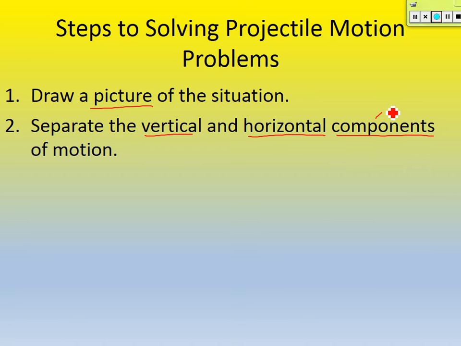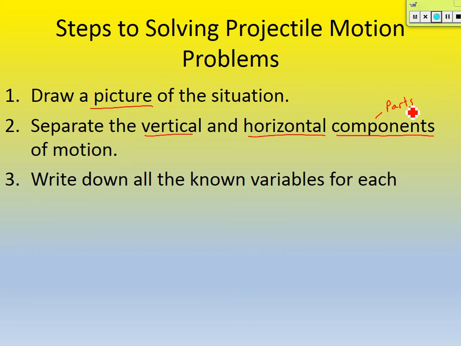Number 2, we're going to separate the vertical and the horizontal components. Remember, components means parts of the projectile's motion. So we can separate the vertical and the horizontal components of motion, and I'll show you how we do that in these problems. Step 3, we're going to write down all the known variables. Remember from the previous video, there's 7 total variables. Step 3 is to write down all the ones that are known, which are given in the problem.